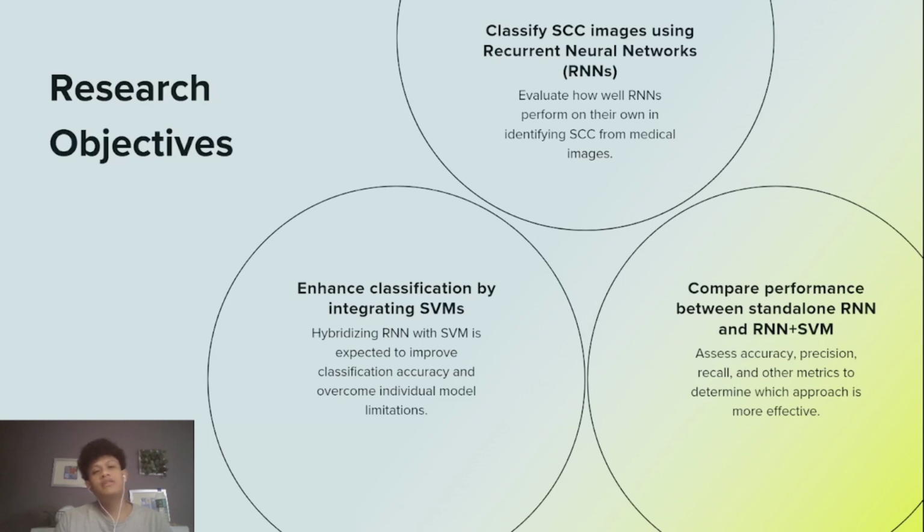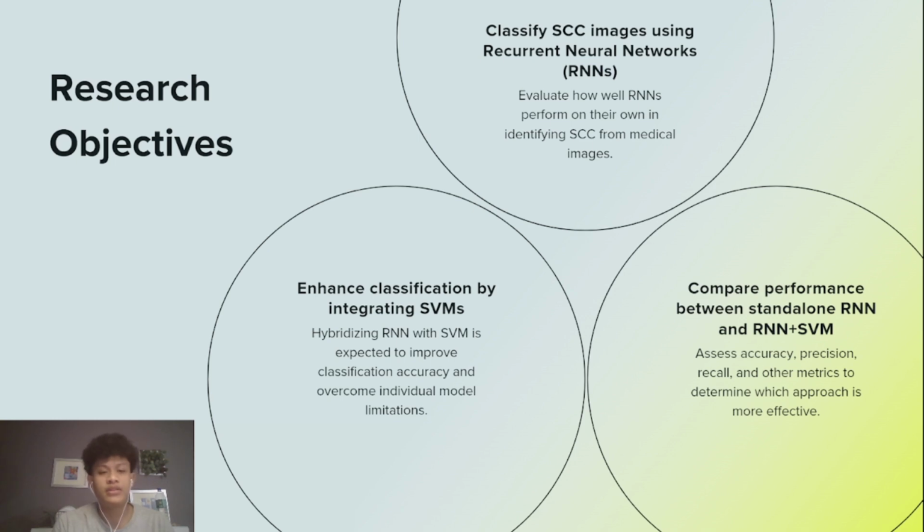The next part is the objectives for our research, and we have three main objectives. The first one is to classify SCC images using a recurrent neural network. We evaluate how well RNN performs on its own in identifying SCC from medical images. As our topic is about the skin, it is related to the medical industry, and we try our best to make it work for medical images.